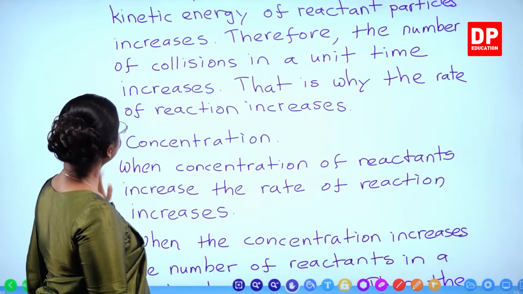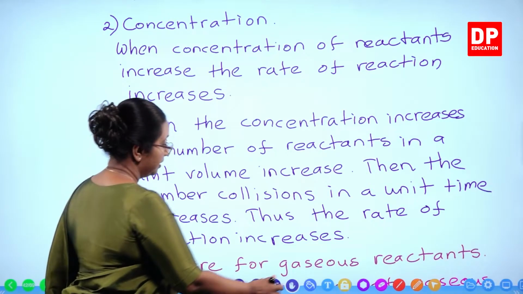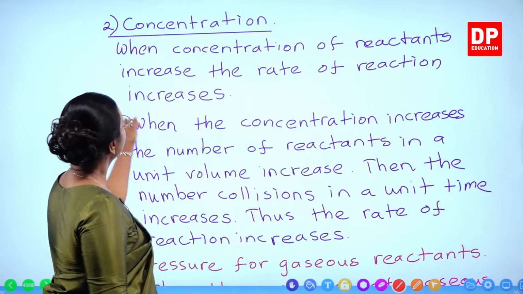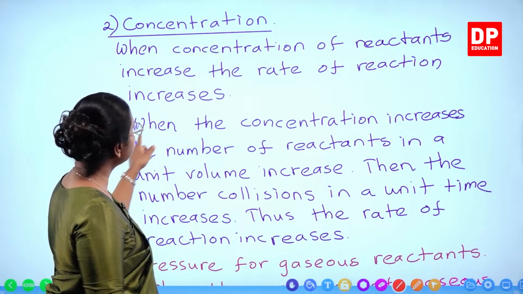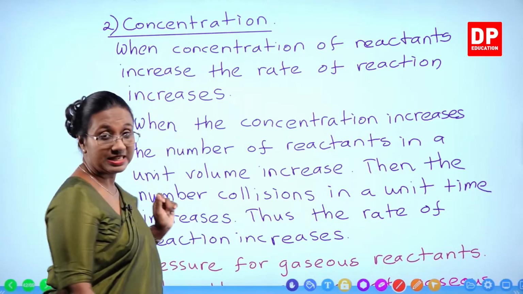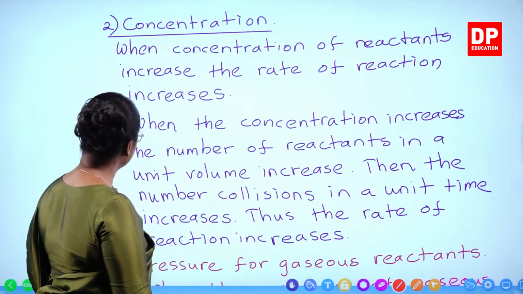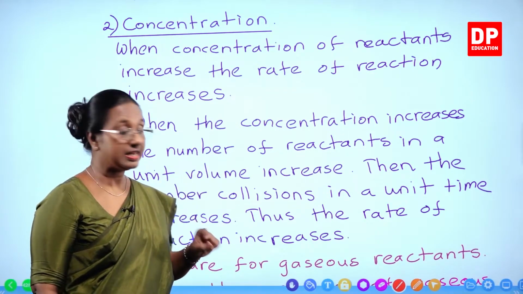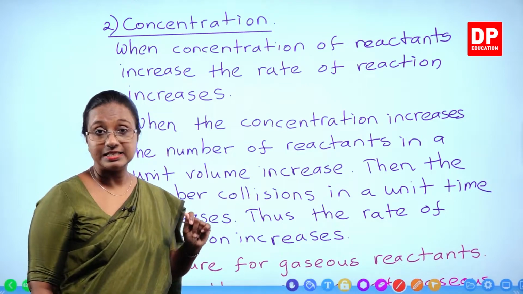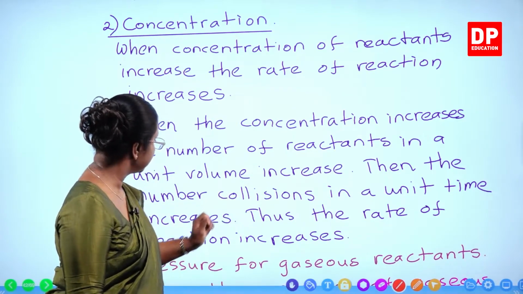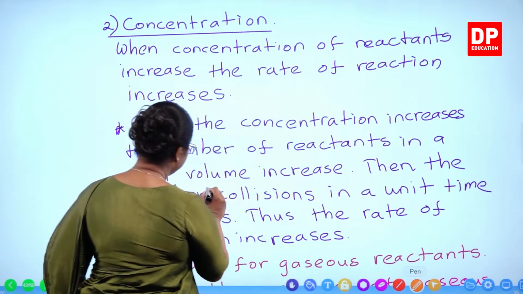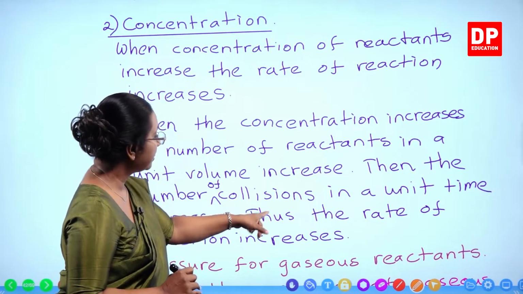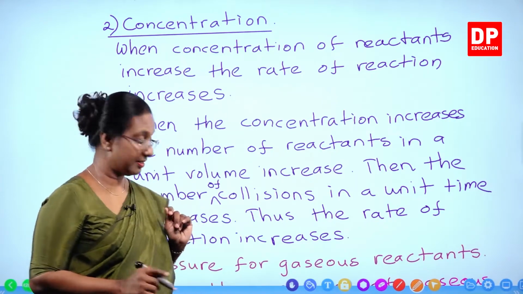Then we have the second factor, that is the concentration. When the concentration of reactants increases, the rate of reaction increases. That is again the relationship. So when the concentration increases, the number of reactants in a unit volume increases. Then the number of collisions in a unit time increases. Thus the rate of reaction increases.